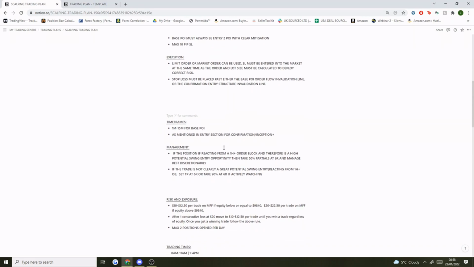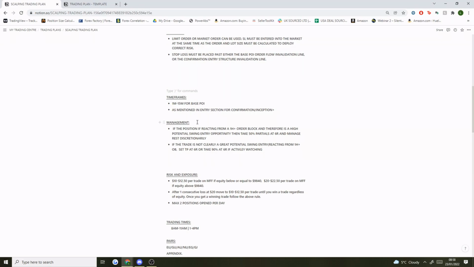All right, so then we've got the management aspect of the plan. Management is basically how you're going to manage your position once you're in it. It's a really important part of the plan, because if you don't have a management section in your trading plan, then you're just going to be doing the full thing discretionarily, which, unless that's your plan, I wouldn't really recommend.